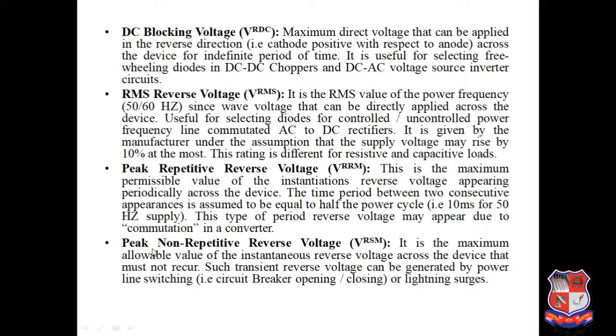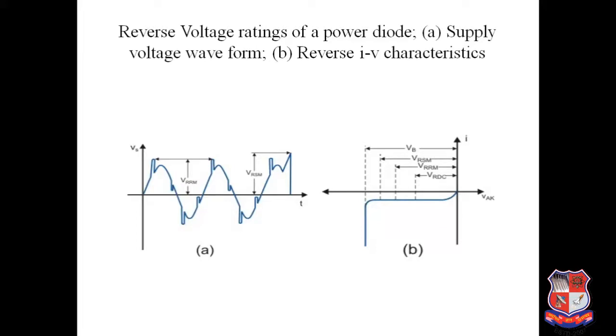Okay, now the next one is the peak non-repetitive reverse voltage. It is the maximum allowable instantaneous reverse voltage across the device that must not recur. Such transient reverse voltage can be generated by power line switching. So it is the maximum allowable value of the reverse voltage across the devices. Now this is nothing but the supply voltage, that is VRRM.